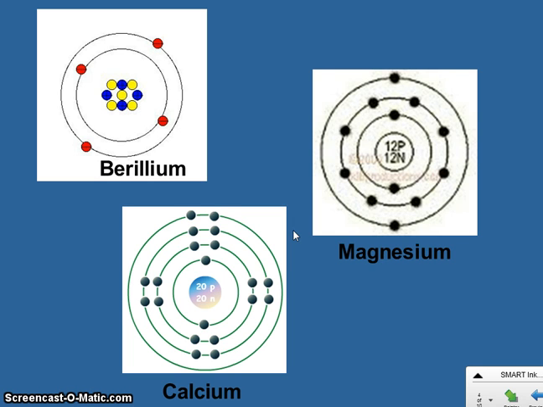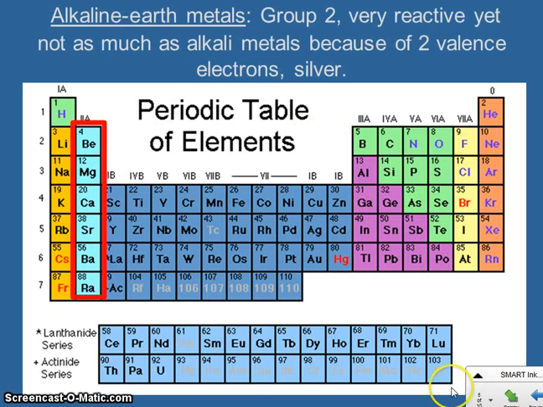Now, because they have the same number of valence electrons, they're going to act similarly as well. So this group here, group 2, we refer to as our alkaline earth metals. These are also very reactive elements, but not quite as much as the alkali metals. That's because they have 2 valence electrons instead of 1.